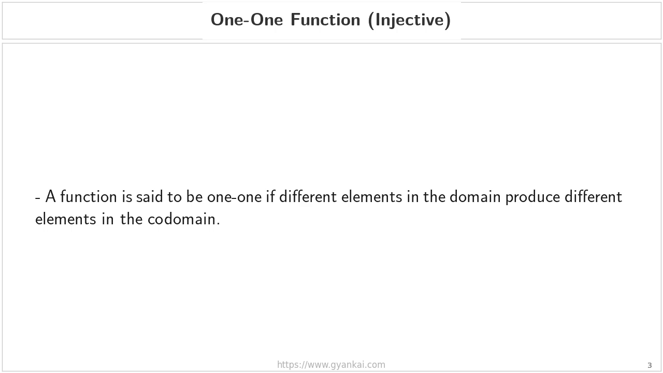1-1 function, injective. Now that we have established that a function must be bijective to have an inverse, let us examine the first of the two necessary conditions, the 1-1 function, which is also referred to as an injective function. In simple terms, a function is said to be 1-1 if different elements in the domain produce different elements in the codomain. This means that every unique input must map to a unique output. No two different inputs can share the same result.